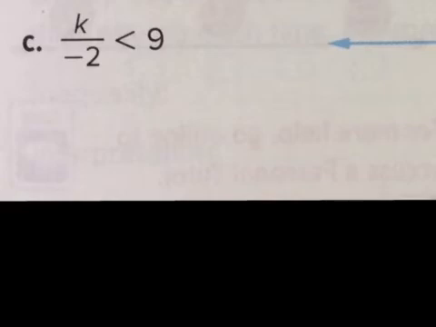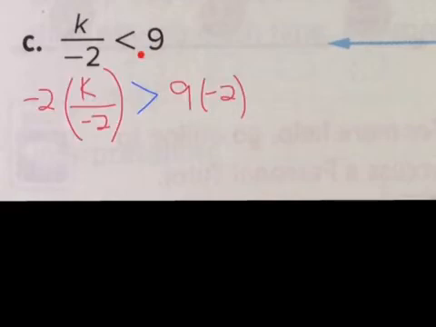Okay, go ahead and try question C on your own. Pause the video. So k over negative 2 is less than 9. Okay, notice that the 9 is greater on this side, right? But I've had to change the sign around now because 9, a greater number, being multiplied by a negative number, is going to become a bigger negative number, which in reality is smaller. So this side is less than.